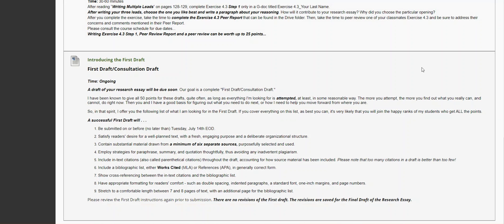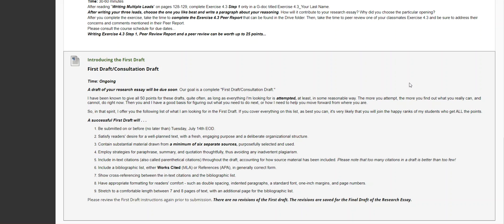Okay. So now, moving away from chapter 4, I'm looking at the first draft, the consultation draft. The first draft, or what I can call the consultation draft, has been known to give all 50 points. You can get all the points for this draft if you meet the criteria. Very simple, straightforward draft. I'm looking for a research essay draft to be submitted on or before, no later than, Tuesday, July 14th. That's the due date for the first draft. Satisfy readers' desire for a well-planned text, fresh, engaging purpose, deliberate organizational structure. Which structure you choose doesn't matter to me, as long as it's clear what kind of organizational structure you're using.